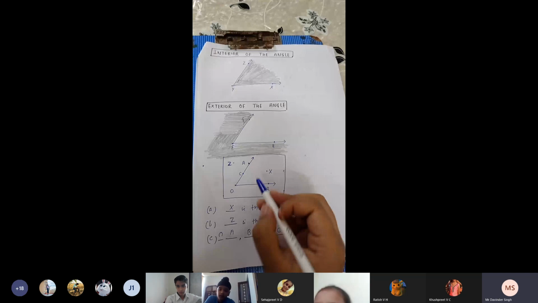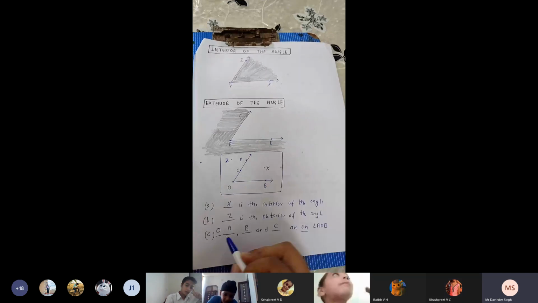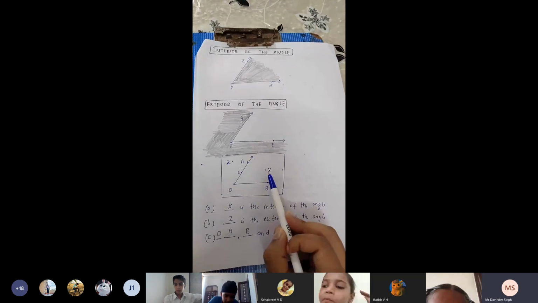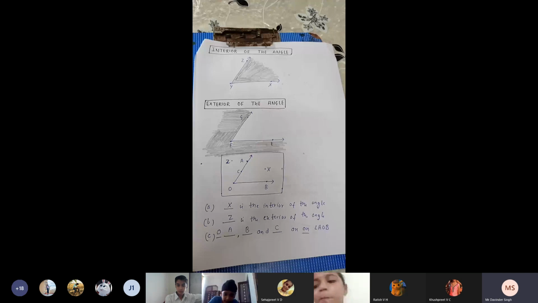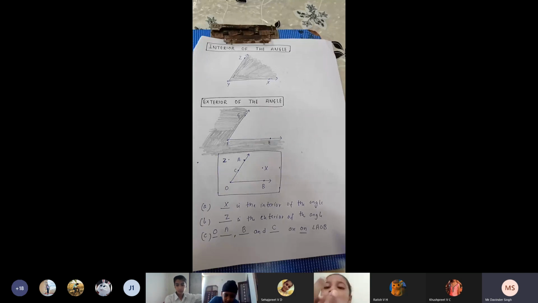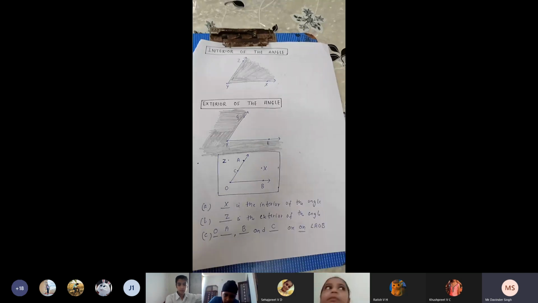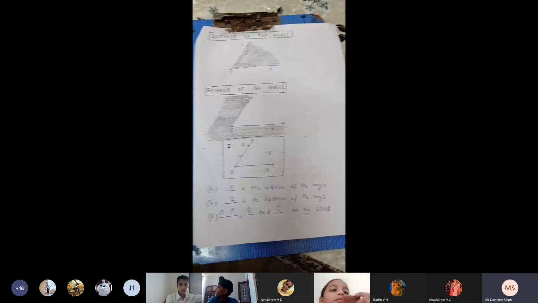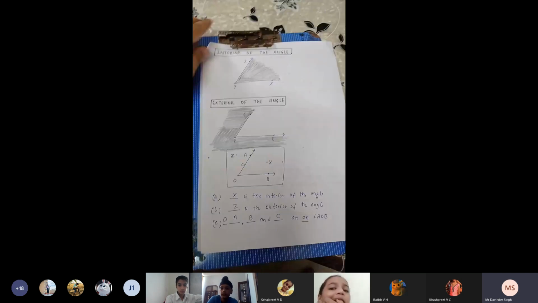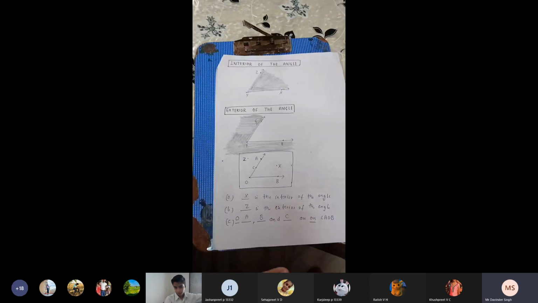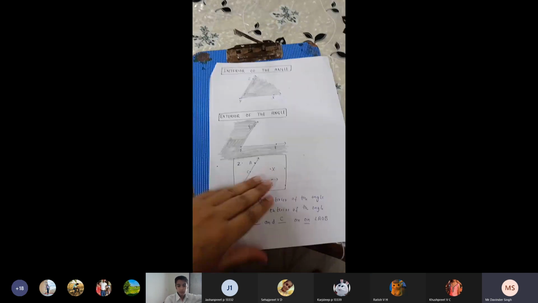Is it clear? Yes, sir. Okay, so these 4 points are on the angle. Z is exterior and X is interior. Okay, so these types of question can be asked in the exam, in which the points are given to us and we have to tell whether these points are exterior, interior or on the angle. So this was about the angles. Now let us discuss the questions of exercise 4.3.